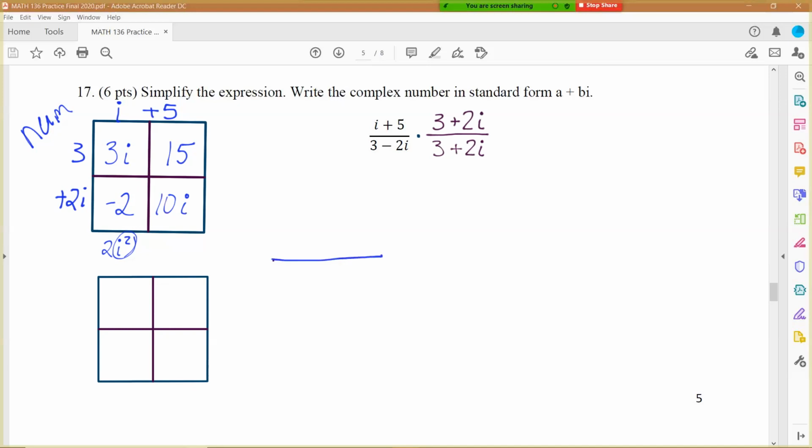So for the numerator, I'm going to combine like terms. Here I have like terms, negative 2 plus 15 is 13. And then when I combine my i's, here I have 3i plus 10i, which gives me 13i.